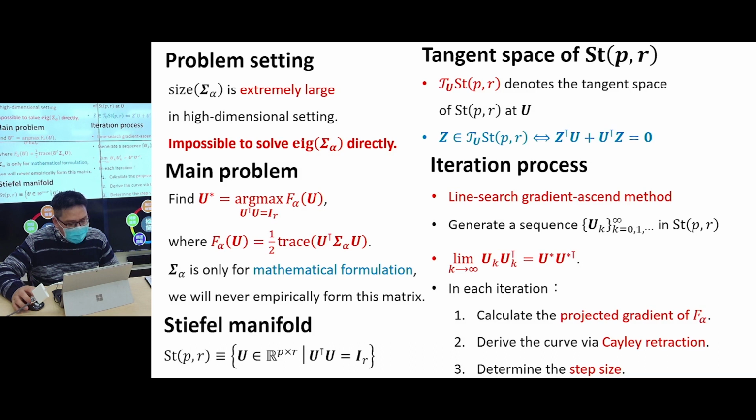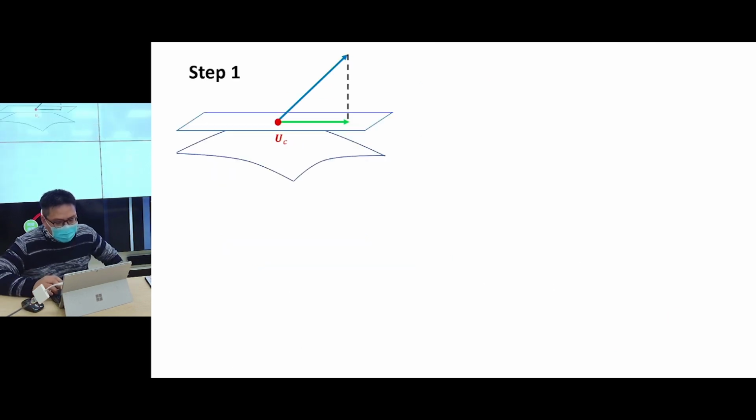In each iteration, suppose we are given U_k and we want to calculate U_{k+1}. First we calculate the projected gradient of f alpha, and then we derive the curve via the Cayley retraction mapping. And with this curve, we determine the step size that moves U_k to U_{k+1}. So this is the diagram showing our 3 steps in our iteration.